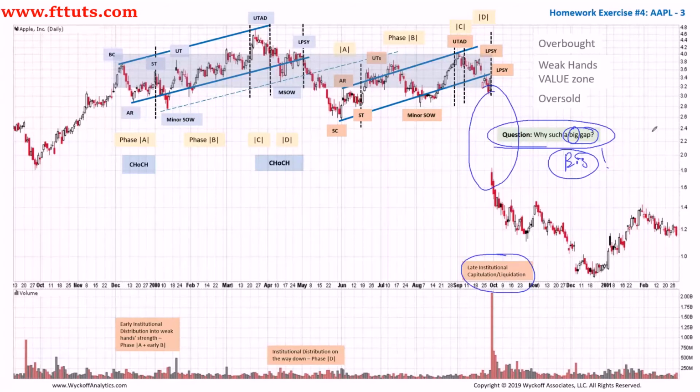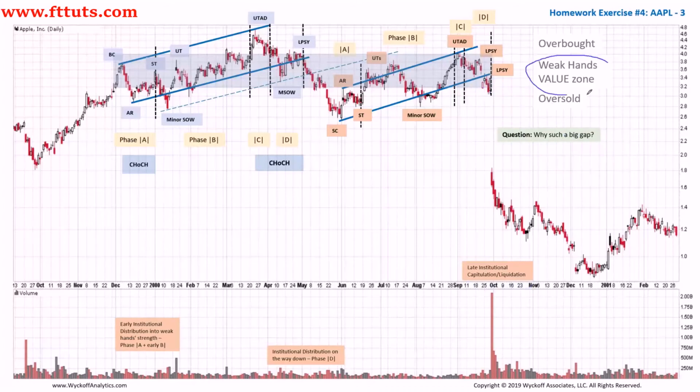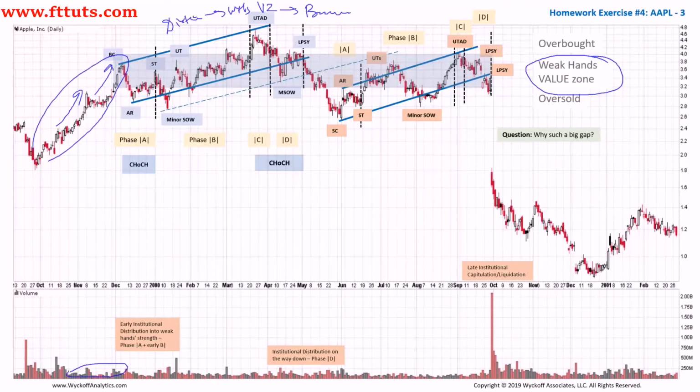While you're thinking about this, let me go really quickly through the weak hands value zone. So thinking about that this is a distribution, we would be thinking about weak hands seeing some kind of value zone and being buyers, right? So where would they be excited first for the first time? Into the climactic run, right? So all of this movement is going to be weak hands' first point of excitement.